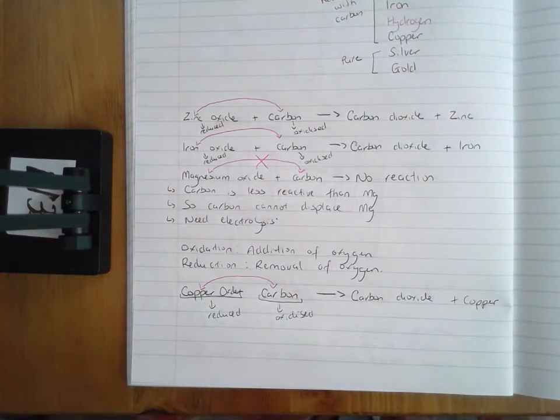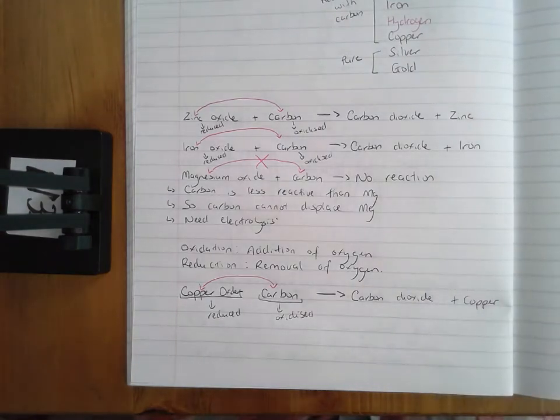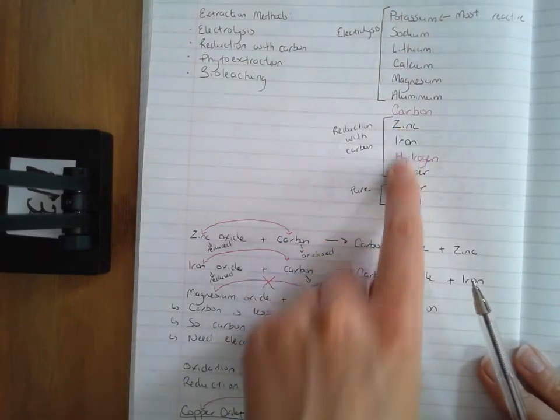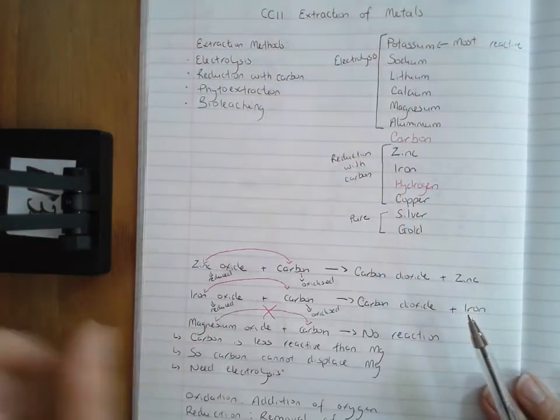I can say carbon is oxidized. Okay, so that's reduction with carbon. Make sure you can complete those equations. Make sure you can identify what is oxidized and what is reduced, and make sure you are aware that this technique only works on the metals below carbon. For all of the metals above carbon, you're going to need electrolysis.